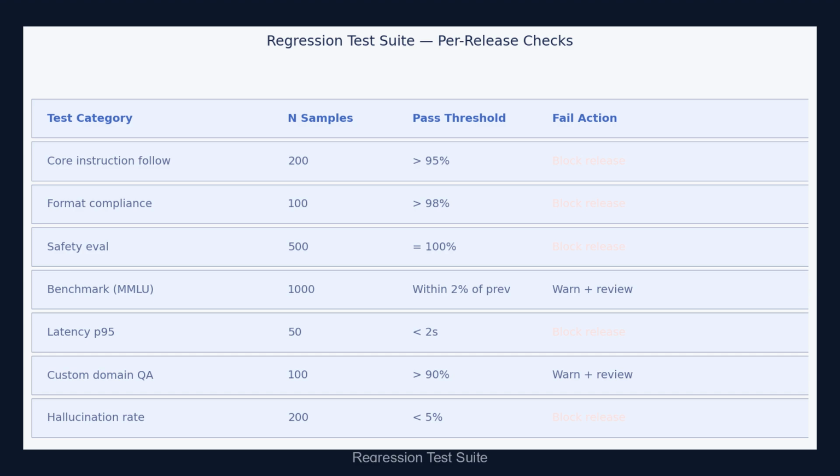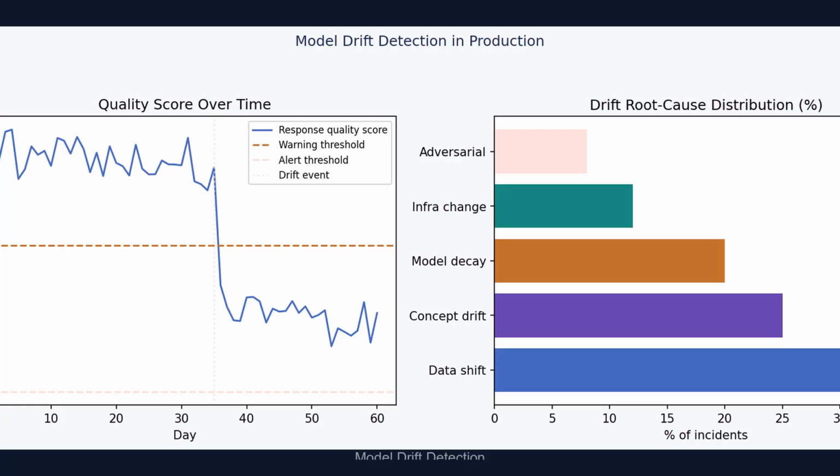Nothing drifts silently. Model drift is what happens when the world changes and your model doesn't. This dashboard tracks quality score over 60 days and shows exactly what that looks like in practice. The score holds steady, then begins to decline, crossing a warning threshold first, then an alert threshold. Those two thresholds give you a graduated response. The warning tells you to start investigating. The alert tells you to act.